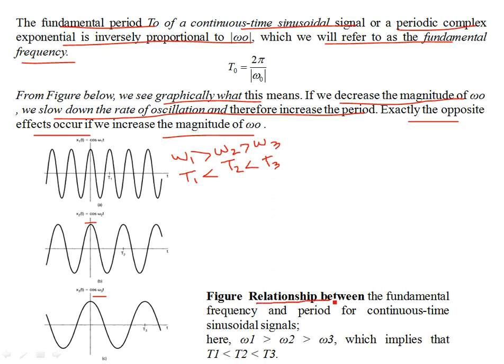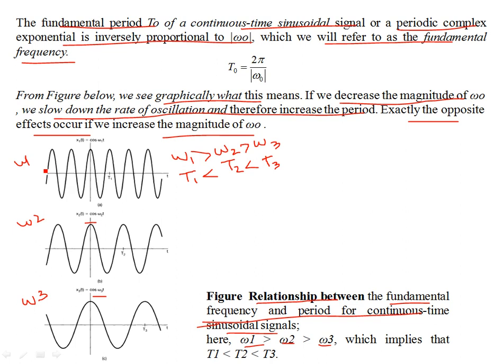So this figure shows the relationship between the fundamental frequency and the period of a continuous time sinusoidal signal. Here omega 1 is greater than omega 2, greater than omega 3, so this is omega 1. In this figure, this is omega 2. These are all sinusoids, basically cosine functions. Sine or cosine doesn't matter. The idea is that if you increase the rate of oscillations, the time period decreases, so it takes less time for the cycle to complete.